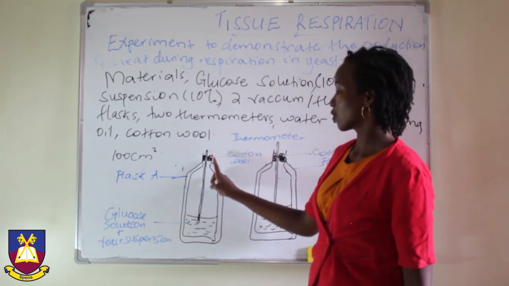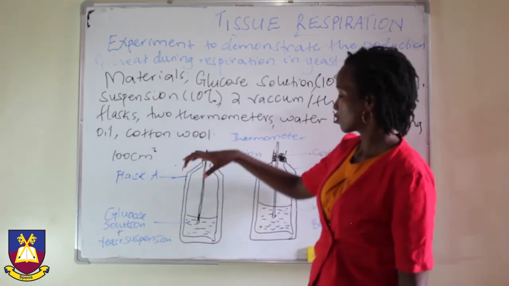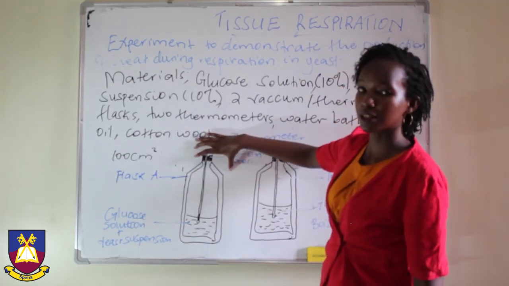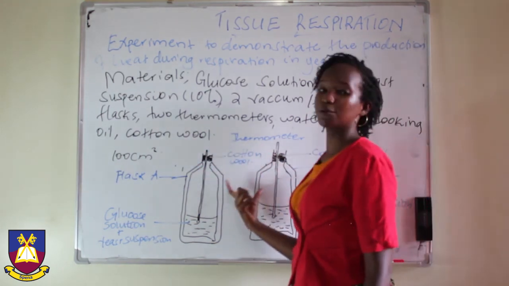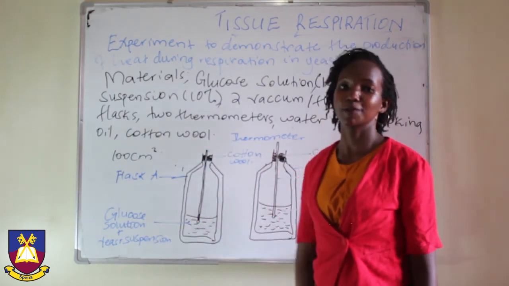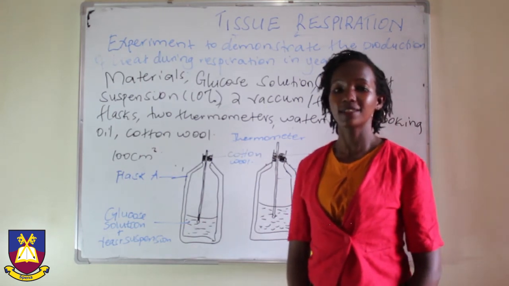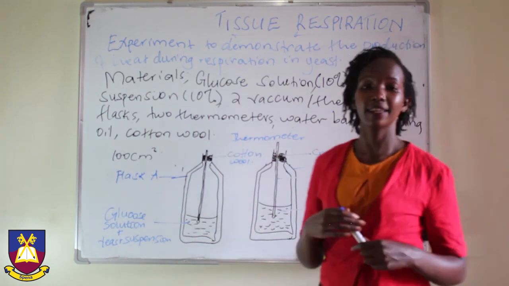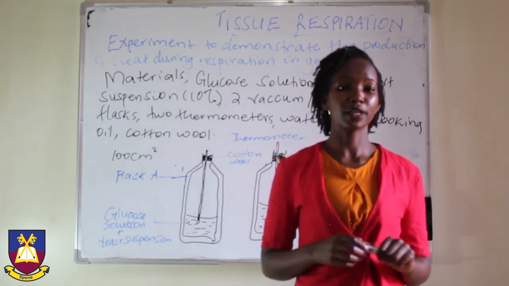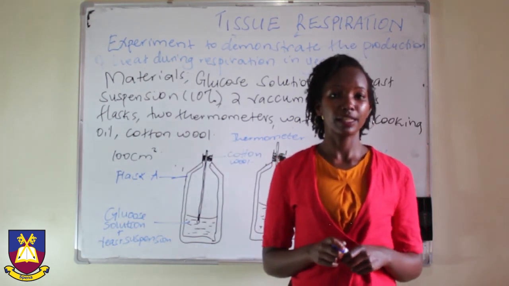Cotton is used to prevent escape of heat. Cotton is used in both cases to prevent escape of heat in case it is produced. And so that is an experiment about how to determine whether heat is produced during respiration in yeast cells.